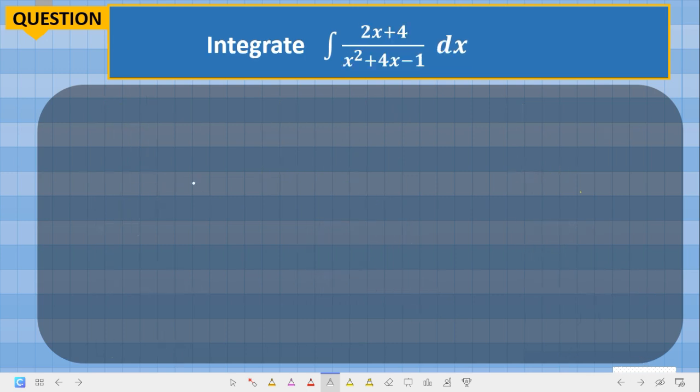Now let's look at the next question. The next question says integrate 2x plus 4 all over x squared plus 4x minus 1. Now how do we go about integrating this?